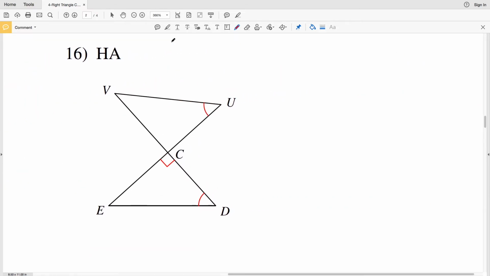In number 16, our reasoning is HA, hypotenuse-angle. We're already given the angle that's congruent. Angle U is congruent to angle D. Here's our right angle. Our hypotenuse is directly opposite the right angle on each triangle. Therefore, segment DE needs to be congruent to segment UV in order for HA, hypotenuse-angle, to be our reasoning for congruence. So DE congruent to UV.